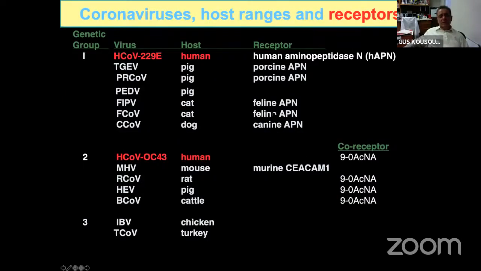Again, in terms of receptors, I mentioned the fact that we know a lot about the different receptors. We know that some of these viruses, transmissible gastroenteritis virus, use the porcine APN molecule.